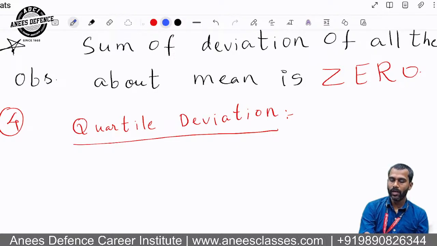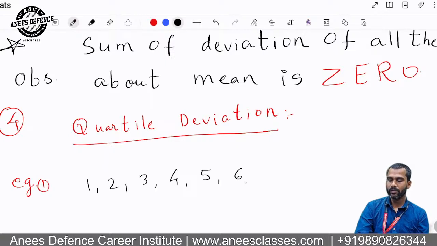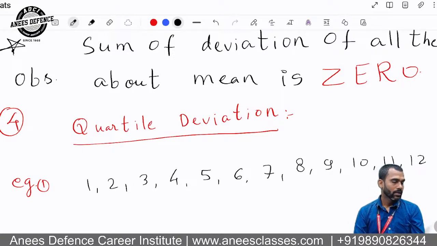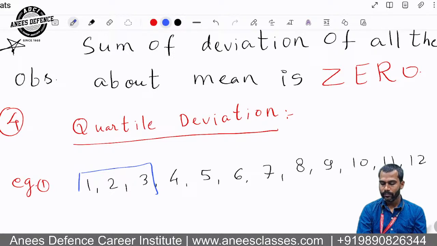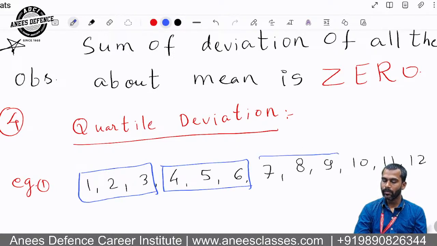Suppose, let me take one example, you'll understand. Example number 1. Suppose I have taken 1, 2, 3, 4, 5, 6, 7, 8, 9, 10, 11, and 12. Suppose these are the data, right? Now I'm dividing the whole data into four parts. So this is the first part, this is the second part, this is the third part, this is the fourth part.